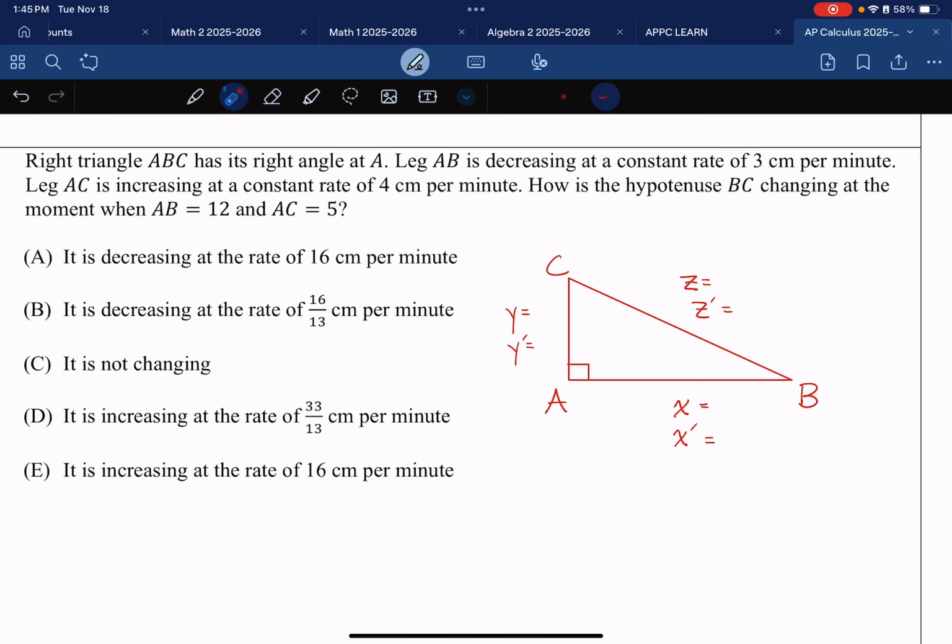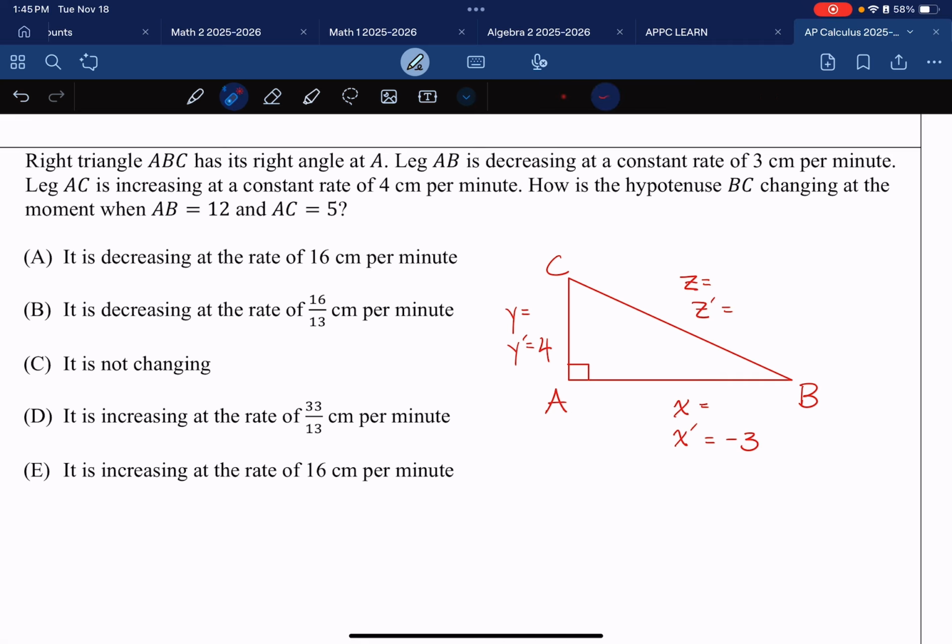Okay, so it's saying that AB is decreasing. It's changing by 3, and it's decreasing, which is a negative word. So it's a negative 3 for our rate down here. I'll say X prime is a negative 3. The signs on this one are really important. If you don't get the signs, you will get the wrong answer. Next, it tells us that AC, talking about that leg right there, is increasing, that's a positive word, at 4. So therefore, Y prime, the rate number, is a positive 4.